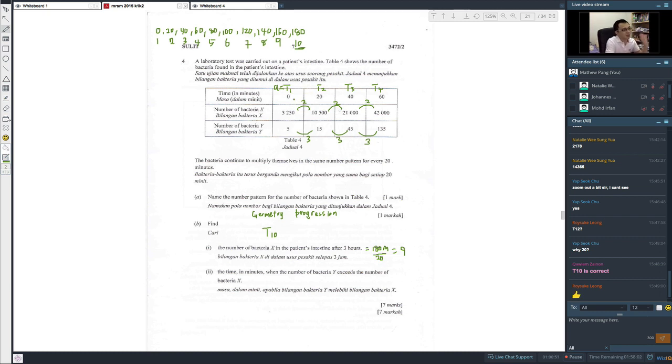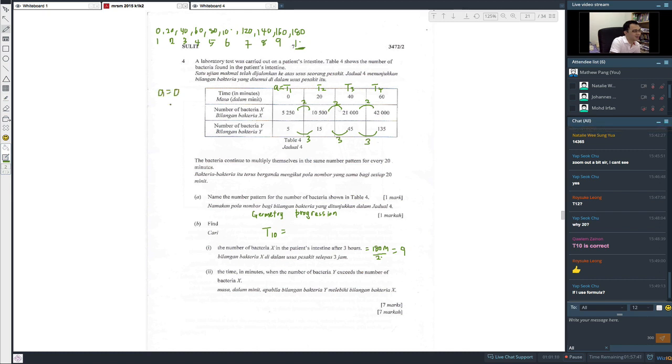Alright, so I just need to find T10. First thing is I need to know my A. My A is basically 0. And bacteria X, right? Yeah, so my R is actually 2. So it's very easy. A is 0, my R is 2, and this is n minus 1, so it will be 9. I substitute into the formula for Tn, which is A R to the n minus 1.